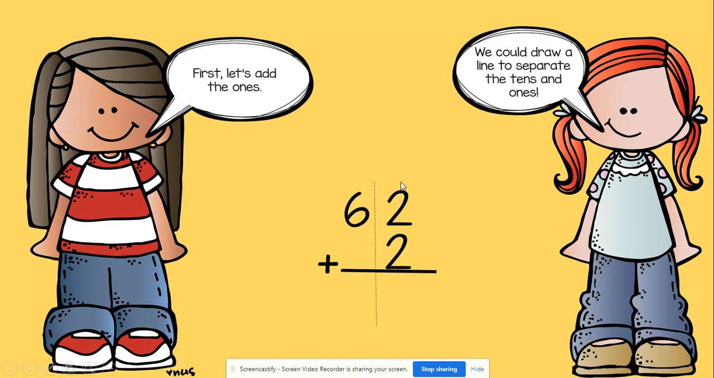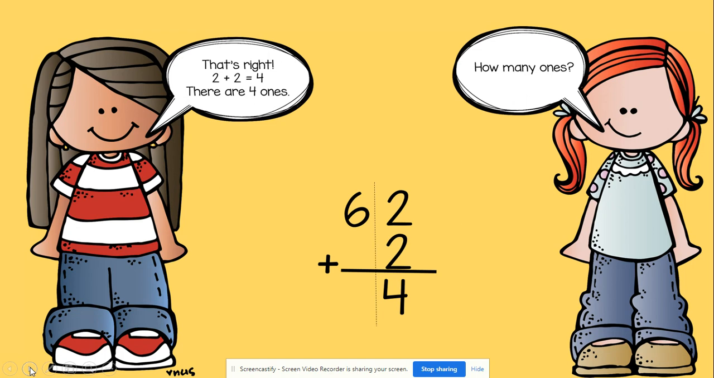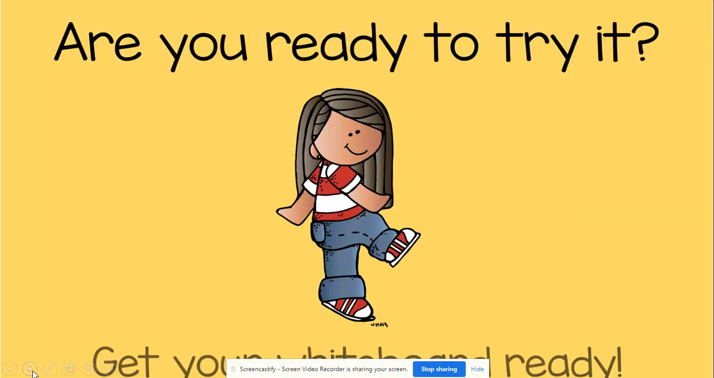First, we're going to add the ones. We always start on the right side and add the ones. How many ones are there? Write down. 2 plus 2 is 4. There are 4 ones. Next, let's count the tens. 6 plus 0 is, how many tens are there? 6, 64. Good. All right.